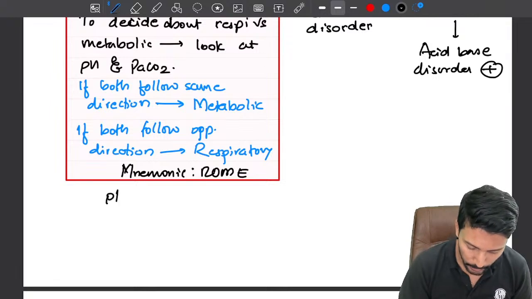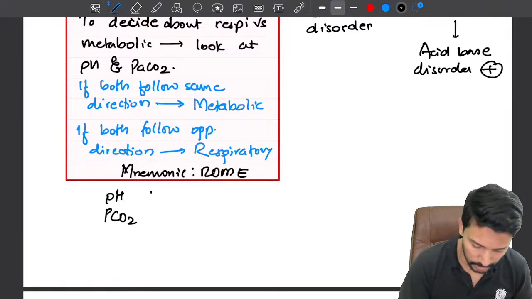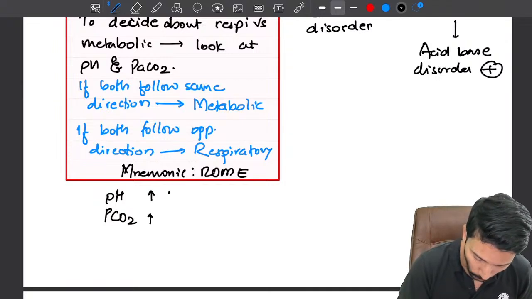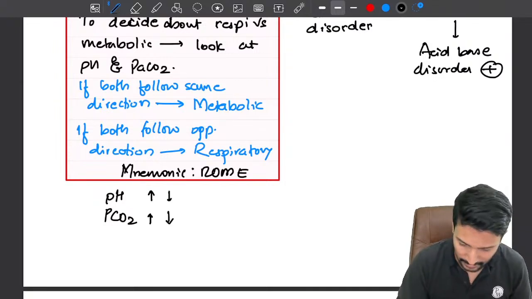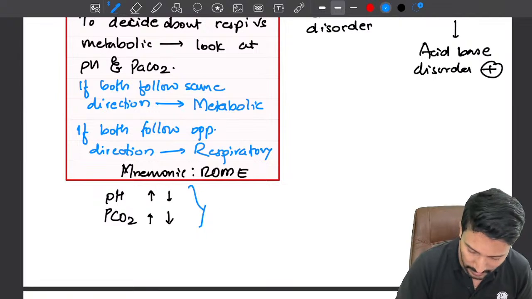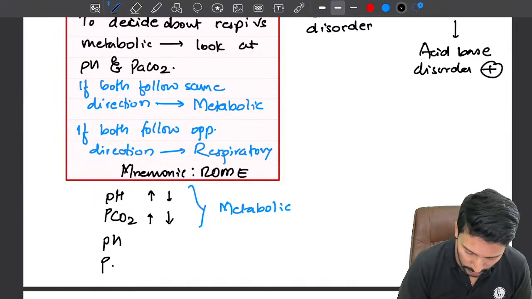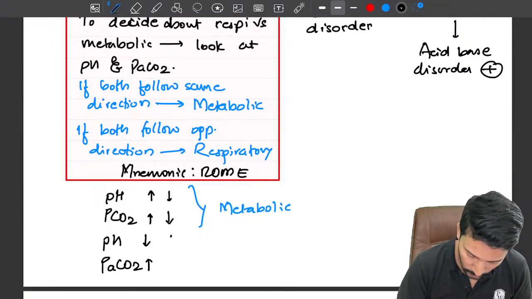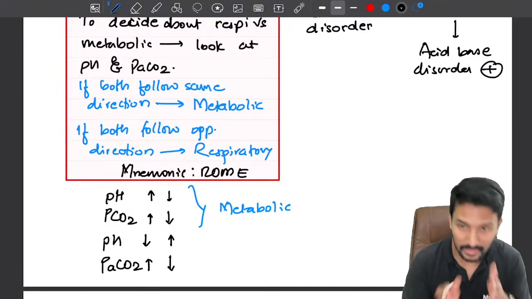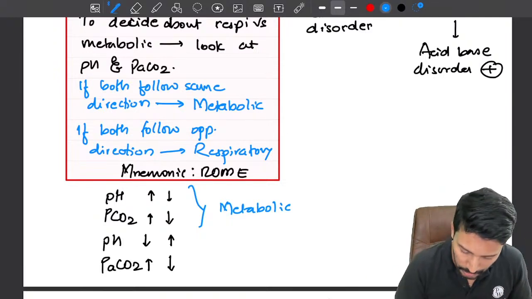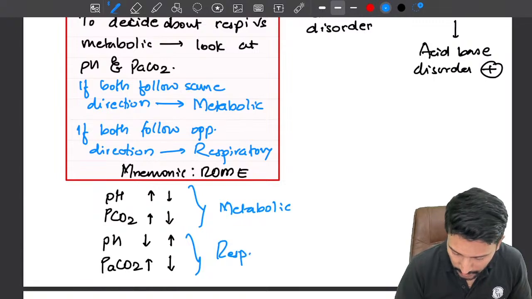For example, if the pH and PaCO2 both are in the same direction, like both are increased or both are decreased, they are in the same direction, right? That indicates that you have a metabolic abnormality. And the other thing, pH and PaCO2 may be in the opposite direction. That means pH is decreased, PaCO2 is increased, or pH is increased and PaCO2 is decreased. They are following the opposite direction. In such cases, it is a respiratory pathology.